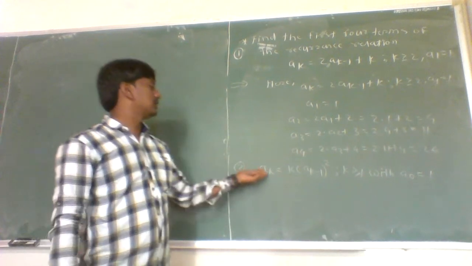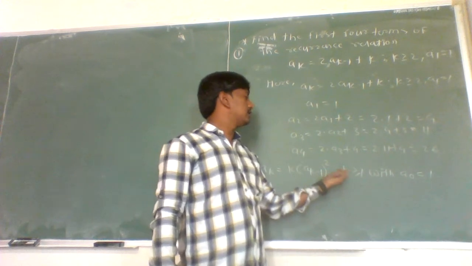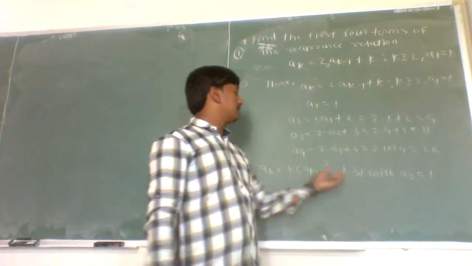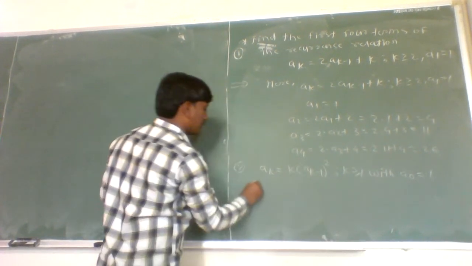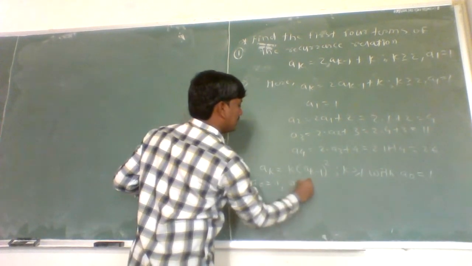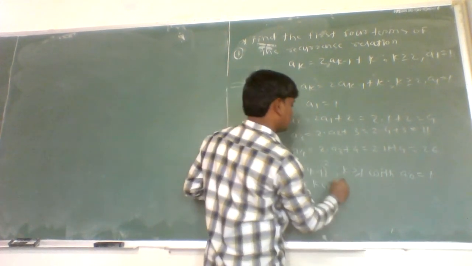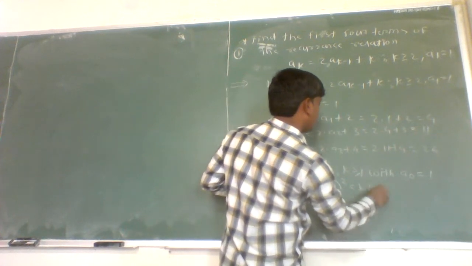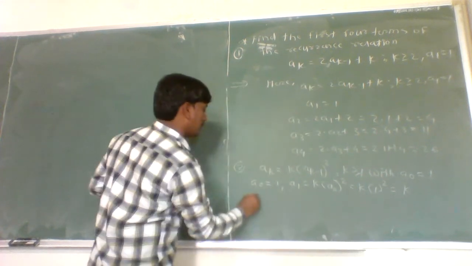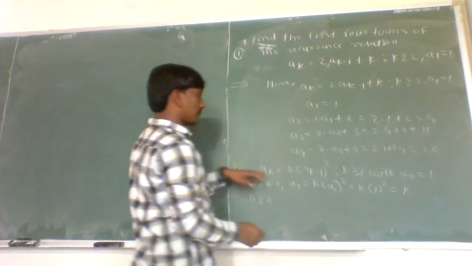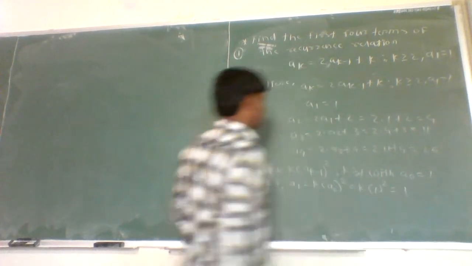Given that the recurrence relation is ak is equal to k into ak minus 1 square, where k is running from 1, with a naught equal to 1. Therefore, the first term is a naught equal to 1. Now a1 is equal to k into a naught square, that is k into a naught, where a naught is 1, and 1 square is 1. Since k is 1, therefore a1 is nothing but 1.